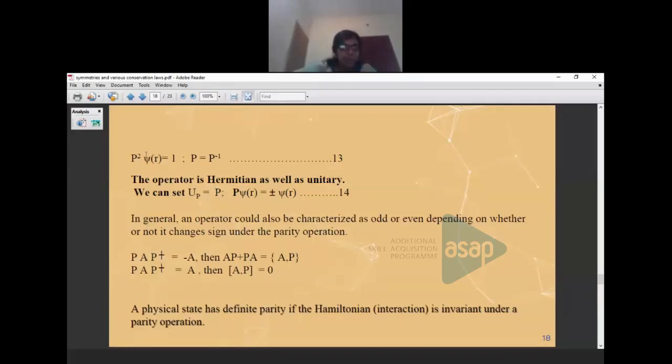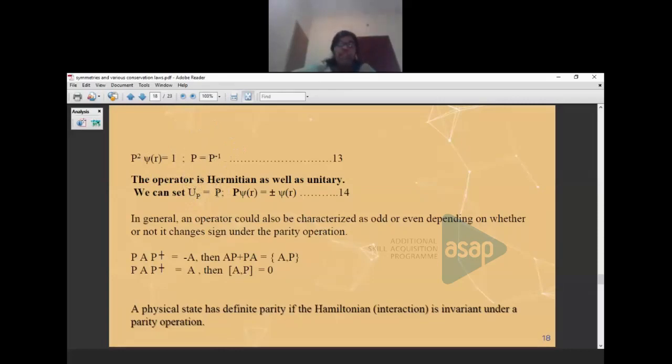We once again tell you, if you apply parity twice, you get 1. P is equal to P inverse. Parity is unitary. So if parity is unitary, what is the need for a new unitary operator? So we will set U_P, that is the unitary operator associated with parity transformation, to be this P itself.